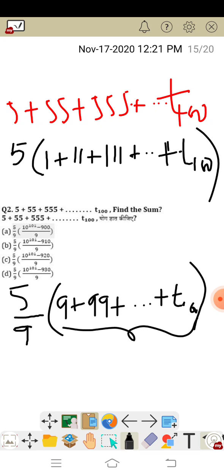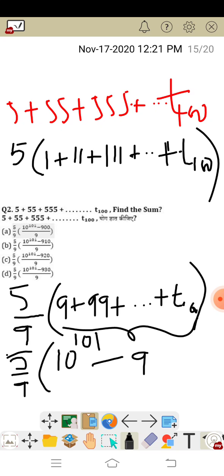Then what will the answer become? That is 5 by 9 into, up to here, 10 to the power of 101 minus 9, 10 divided by 9. Okay, so is there any option like that? Yes, option number A. So like this you can do it easily.